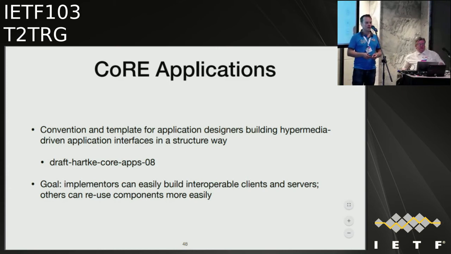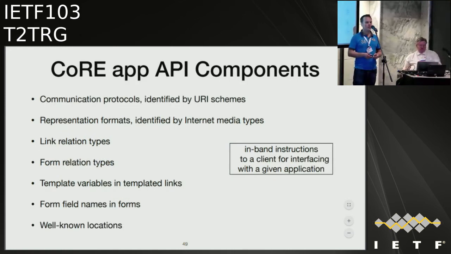This draft defines 7 CoRE API components that you should discuss when you design your interface and application. Starting from communication protocols that are identified by URI schemes, so you're telling whether you are using HTTP, CoAP, or something else. In particular, it's not the full URLs that are defined, only the schemes are the key part defined here. The next thing is representation formats, the internet media types you are using for exchanging representations. And then you have relation types for links, but also for forms, and the forms were also mentioned by Matthias in his presentation on the Web of Things.